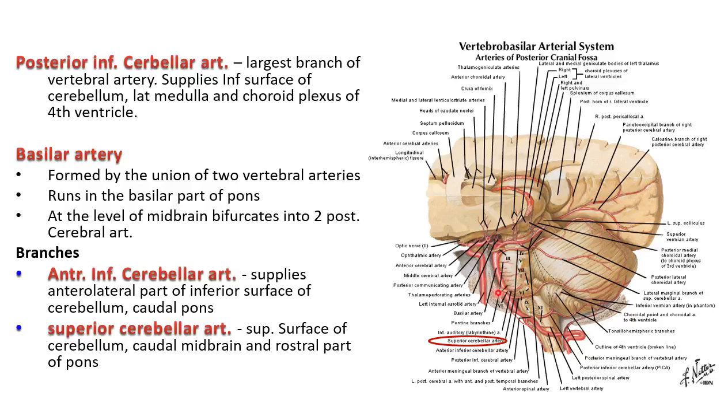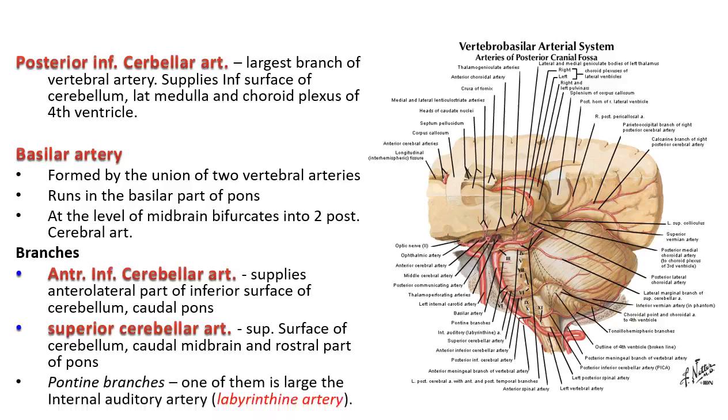Okay, so those branches are called the pontine branches, of which one is a bit large and is called the labyrinthine artery or internal auditory artery. The labyrinthine artery enters the internal acoustic meatus and supplies the internal ear. So of the pontine branches, one is long and called the labyrinthine artery.